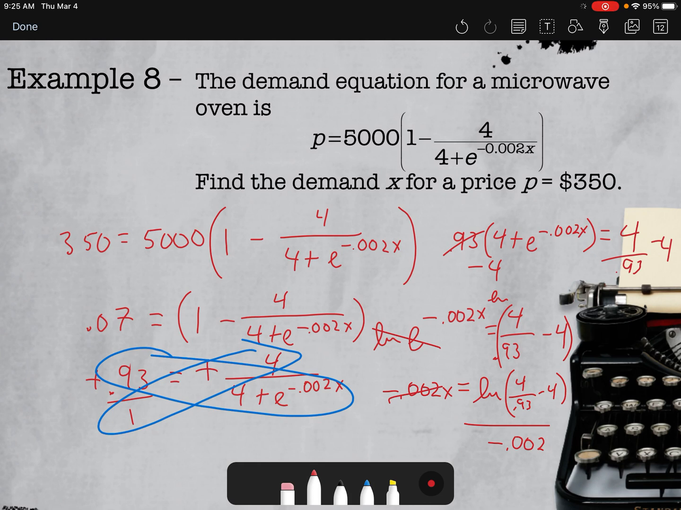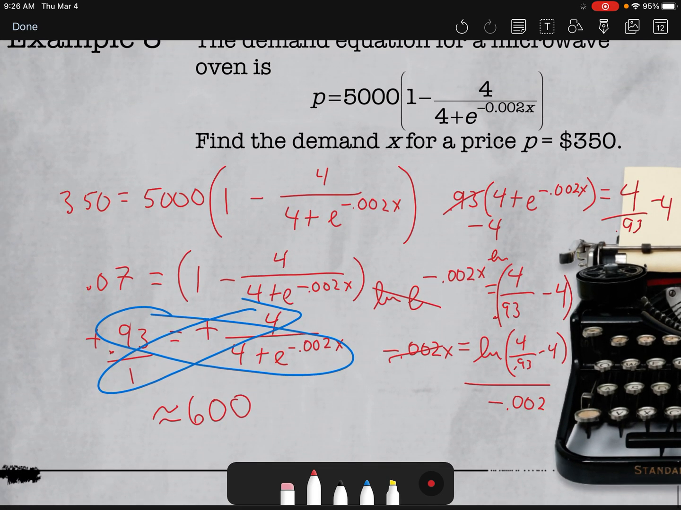What's the price at $350? About 600. That's what I got. So let me make sure I did my math right here. 4 divided by 0.93 minus 4, natural log. Yep, that is correct. 600.